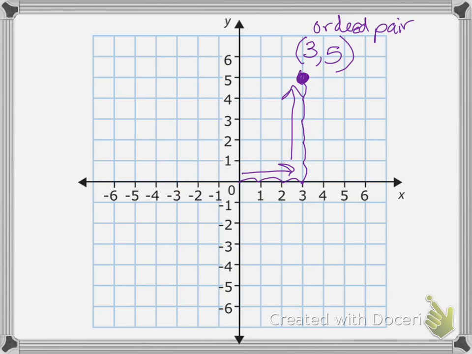Okay. So if I moved over to the left, 1, 2, and then moved up 4, 1, 2, 3, 4, I would put a dot there. And then I have to tell what I did. So I moved to the left 2, so that's -2. And then I moved up 4, so that is +4.